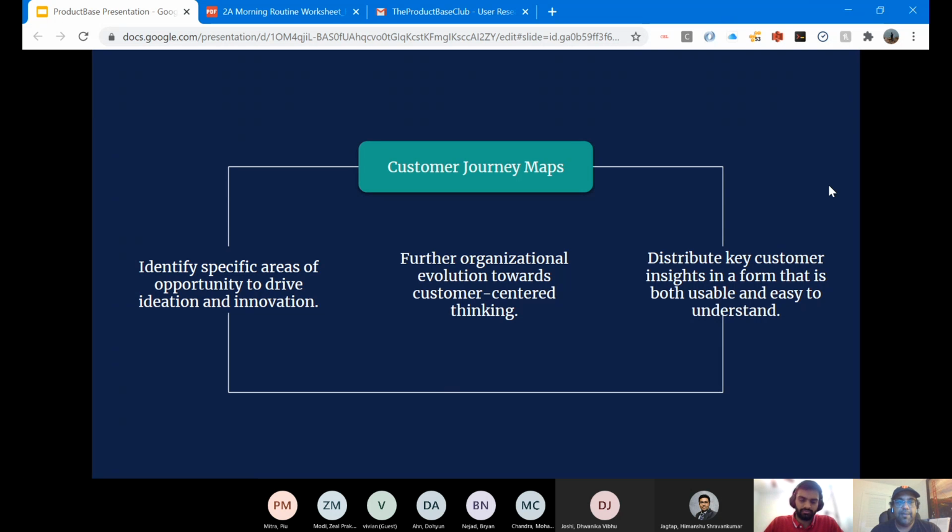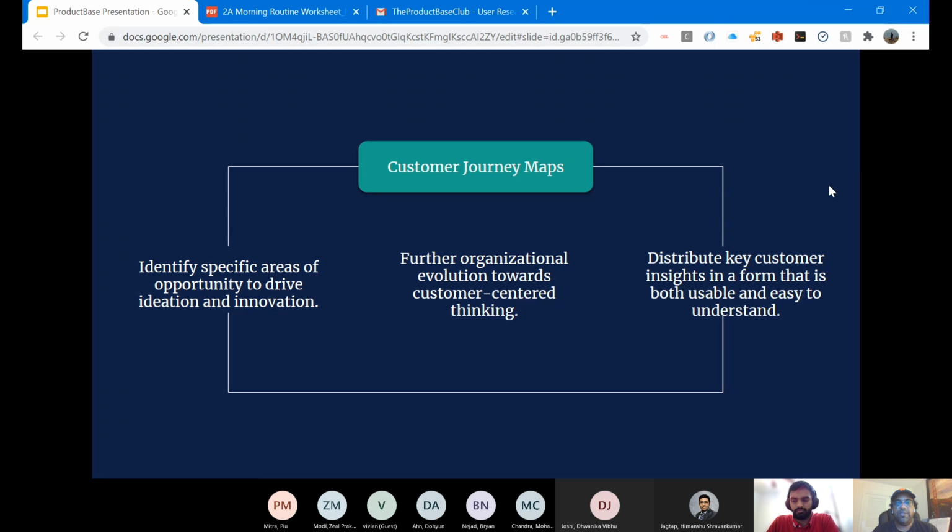So the thing about customer journey maps is there are three steps to this, which is you want to identify what exactly you are trying to improve, like what is the opportunity to drive ideation and innovation. Take your entire product experience and say, hey, let's say I want to improve the sign-in experience, or the payment experience, or the search experience. I can pick one area and create a journey map towards that.